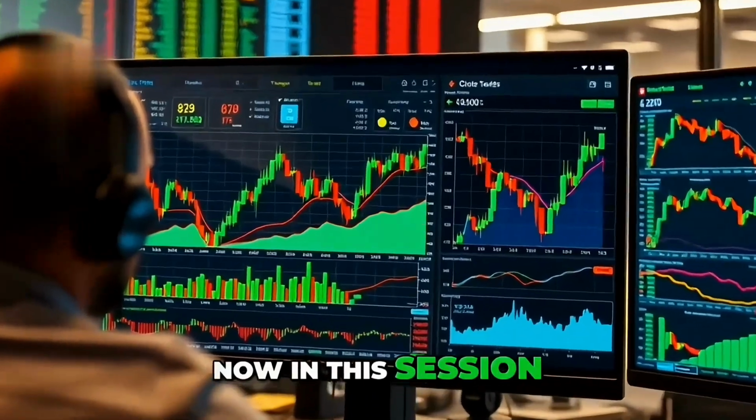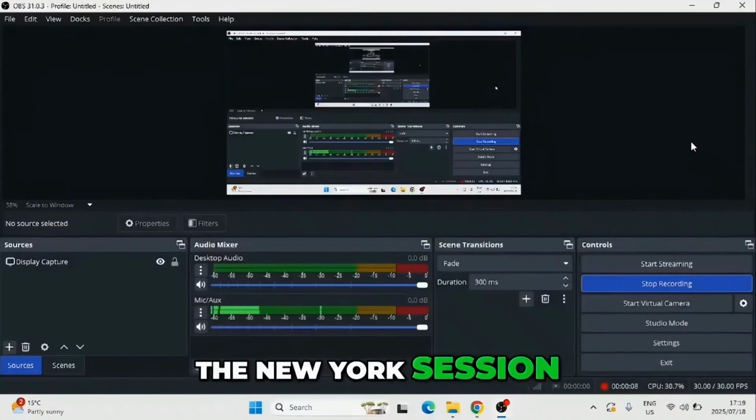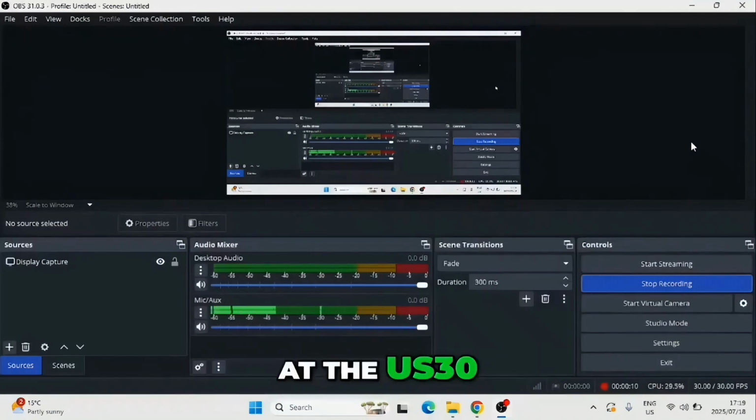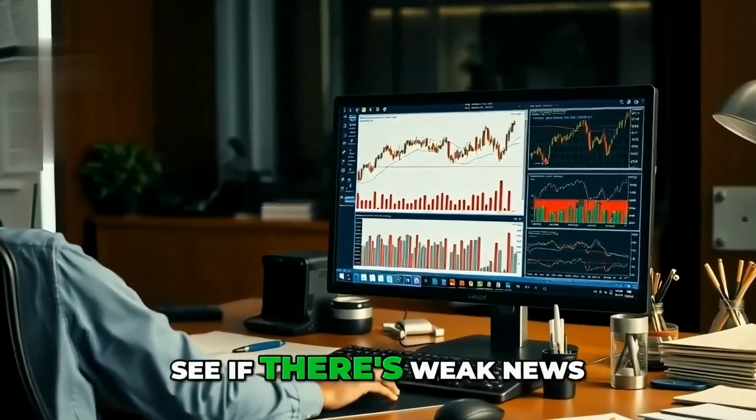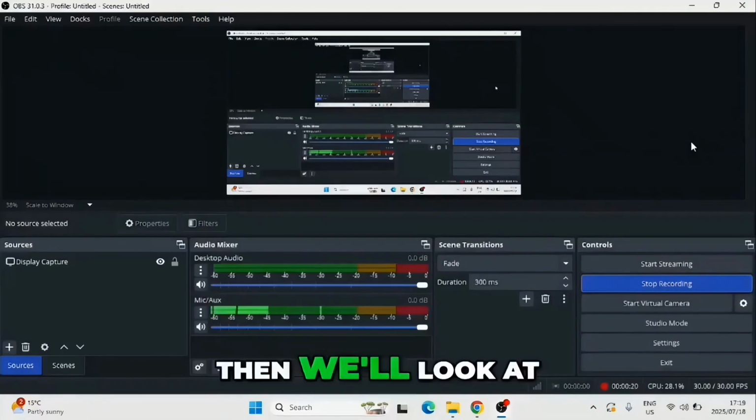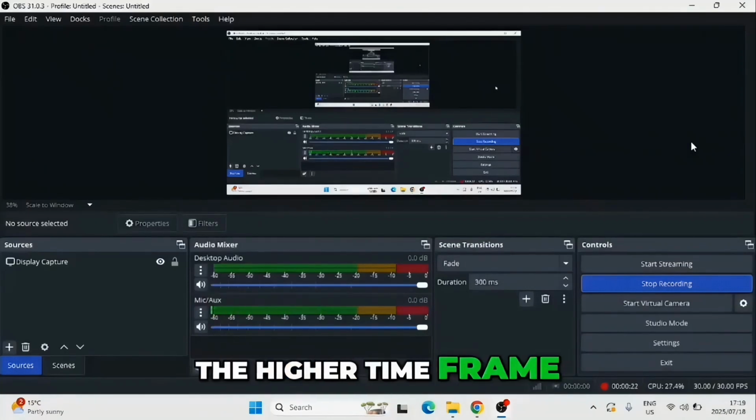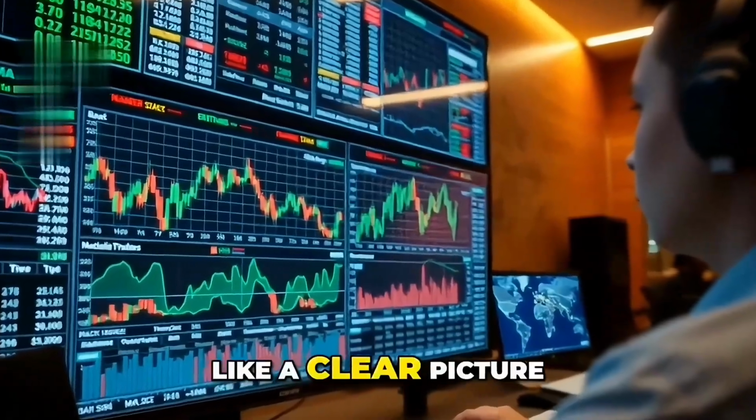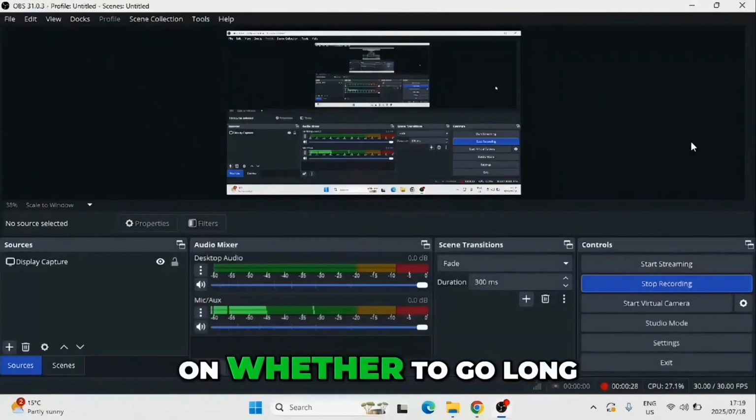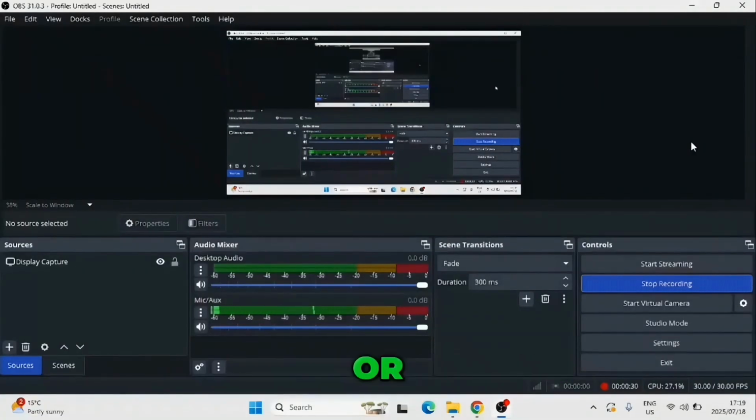Now in this session, we'll be looking at the New York session, which will be looking at the US30 pair and the GBP USD pair. But firstly, we'll go over the fundamentals to see if there's weakness. Then we'll look at the higher time frame to see where the market is going, to have a clear picture on whether to go long or to go short.